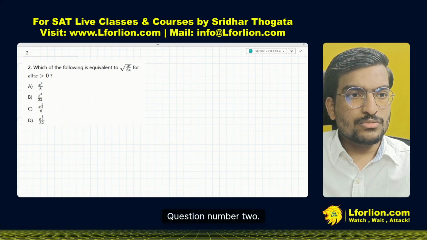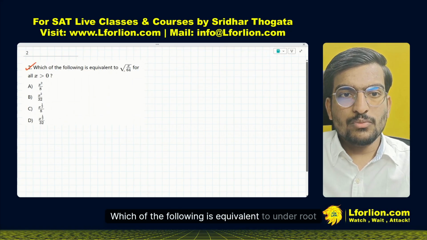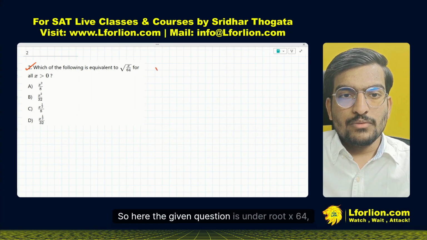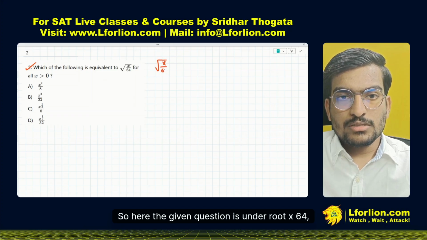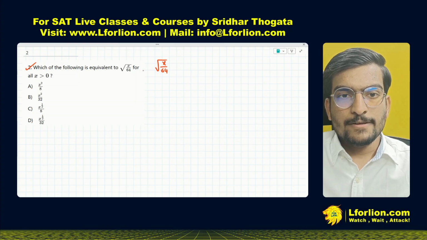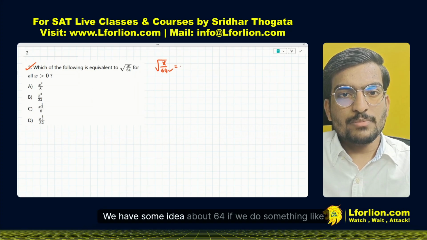Question number 2: which of the following is equivalent to under root x by 64 for all x greater than 0? So here the given question is under root x by 64. This is equal to one of the options, maybe A, B, C, D. So how to get it? Here there is 64. We have some idea about 64.